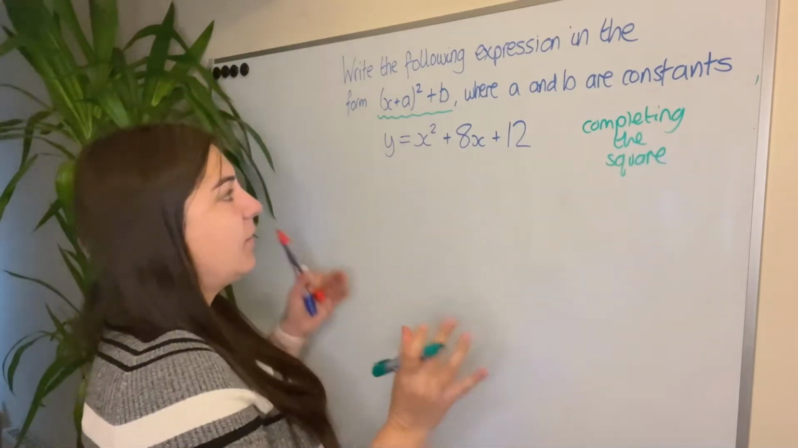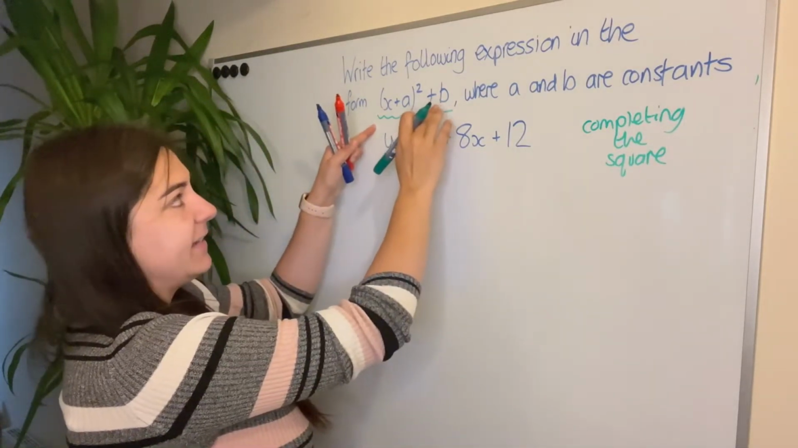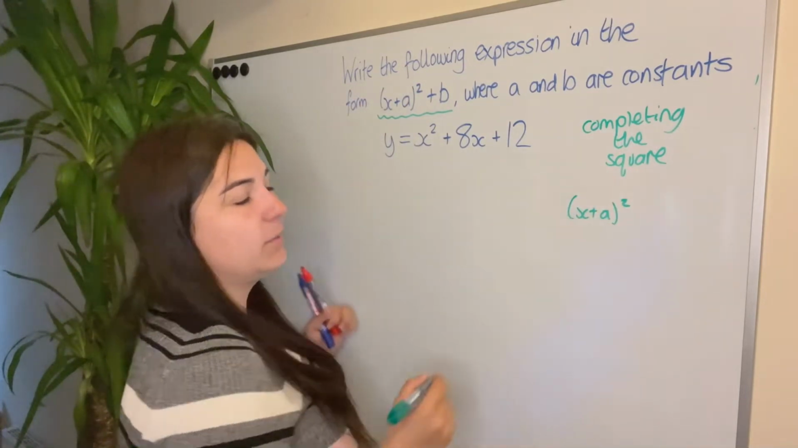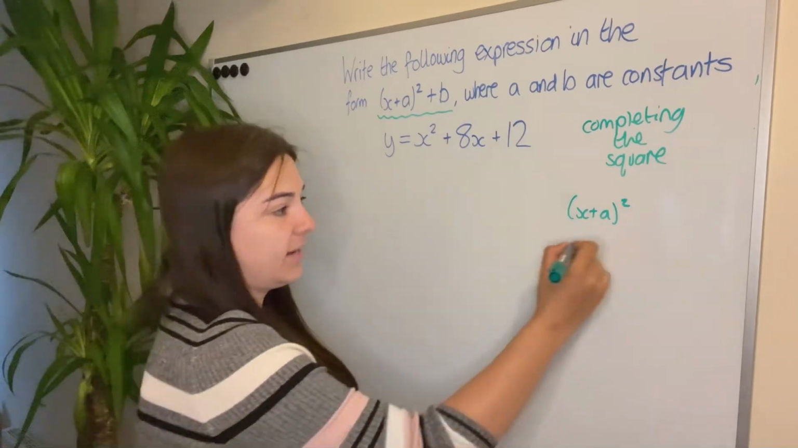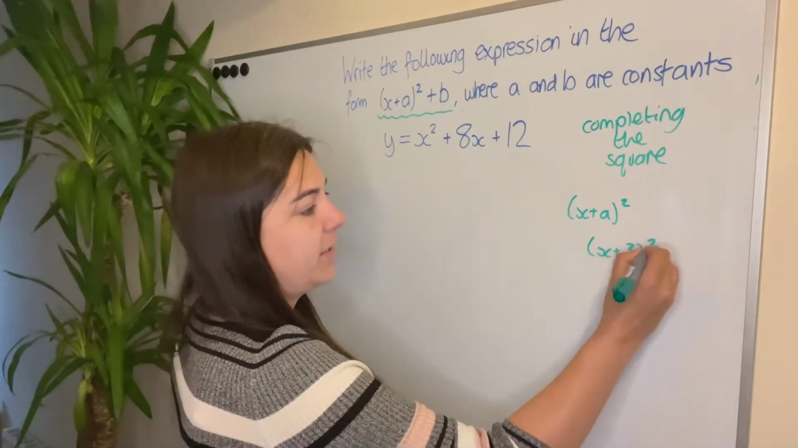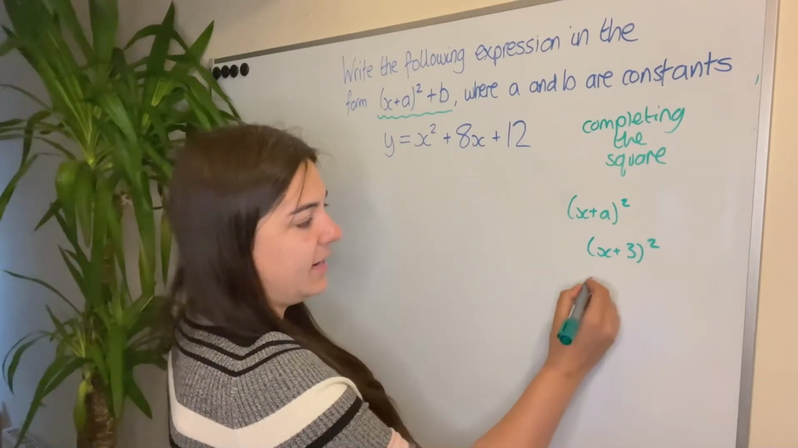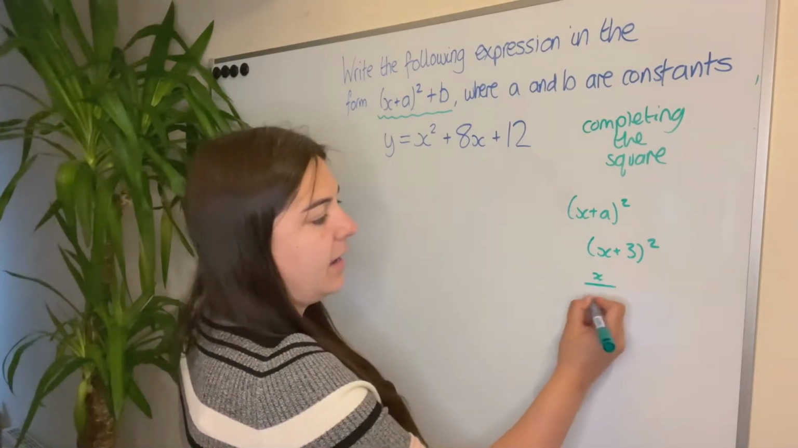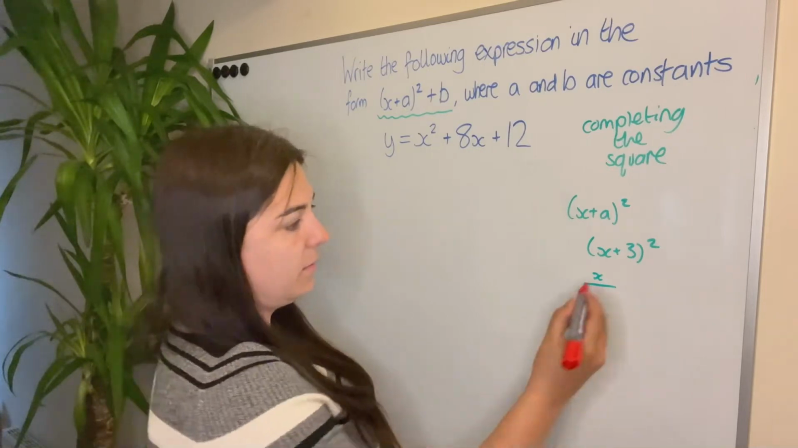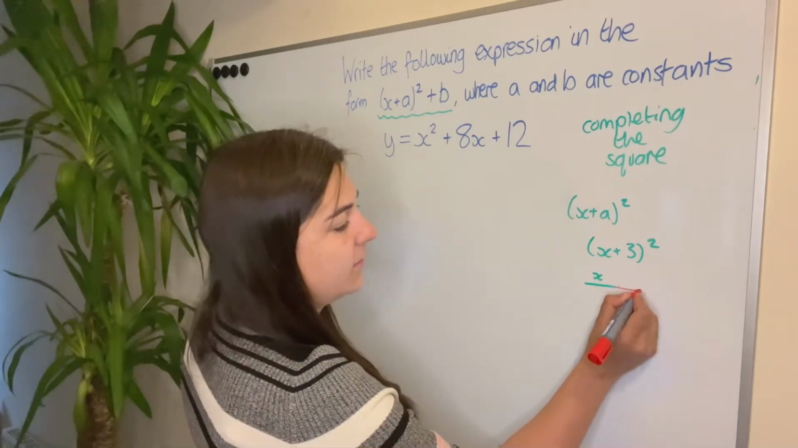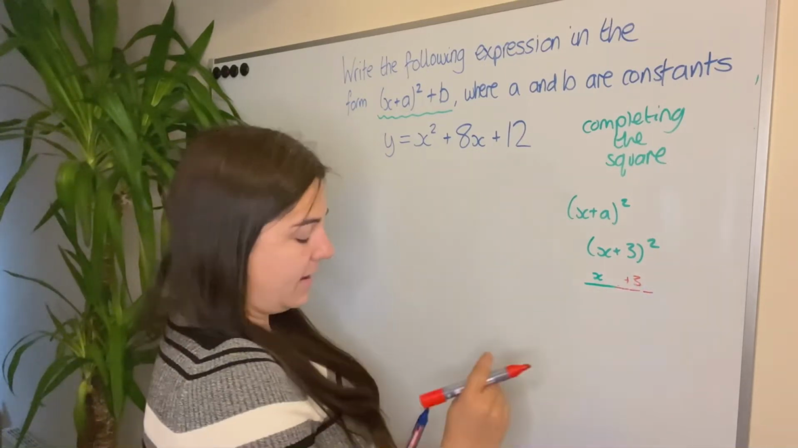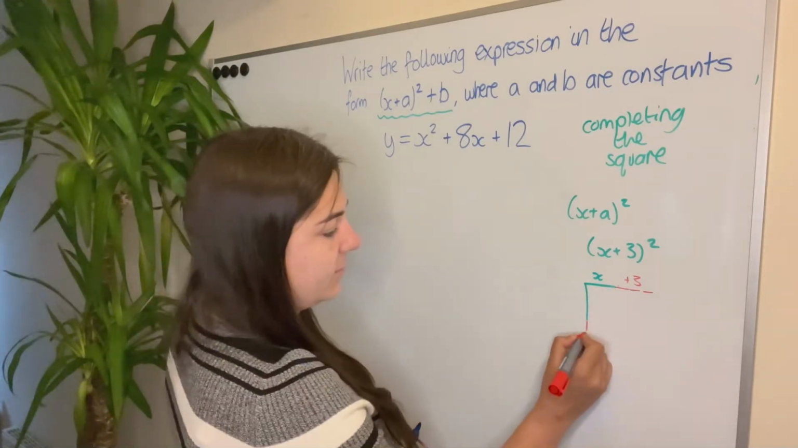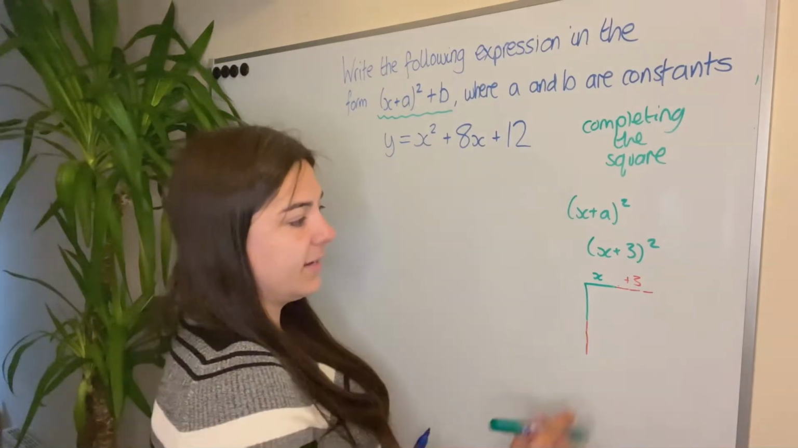And all that means is I want to write this as a perfect square. So x plus a squared is what we'd call a perfect square. And really quickly, let's give a quick example. So x plus 3 squared. If I had x here plus 3, 1, 2, 3, and I squared it, so x plus 3, what would I get?